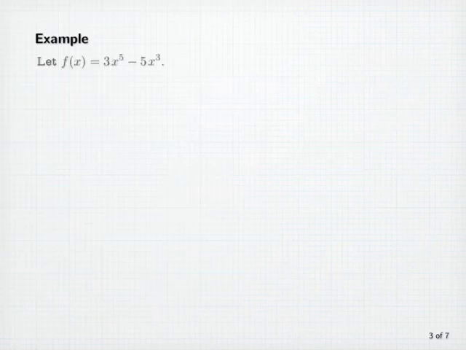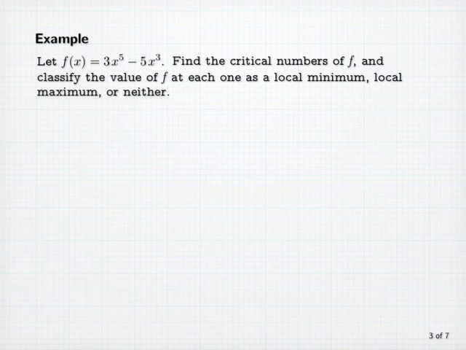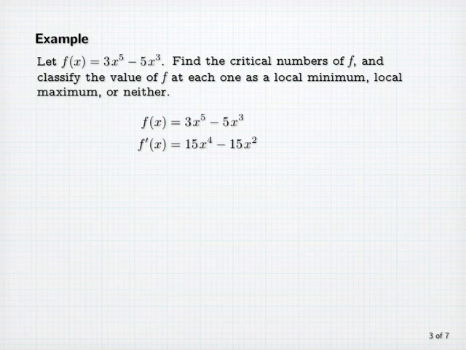Example. Let f of x equal 3x to the fifth minus 5x cubed. Find the critical numbers of f and classify the value of f at each one as a local minimum, local maximum, or neither. So let's take the derivative using the power rule. f prime of x equals 15x to the fourth minus 15x squared.